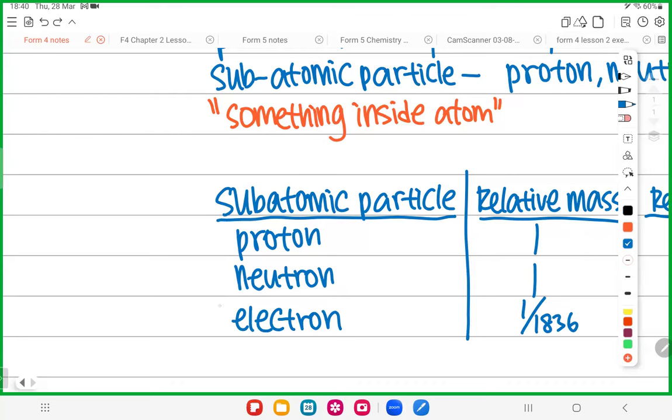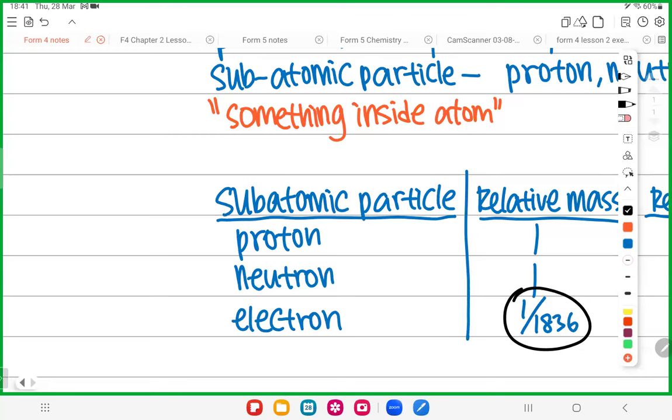What is the mass of electron? The mass of electron is 1 over 1,836. If you cannot remember this number, you can write 0. Why? This is a very, very small number. You try to put in your calculator 1 divided by 1836. You see, the decimal is super, super small, isn't it?